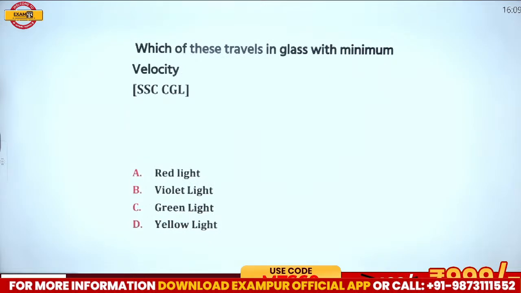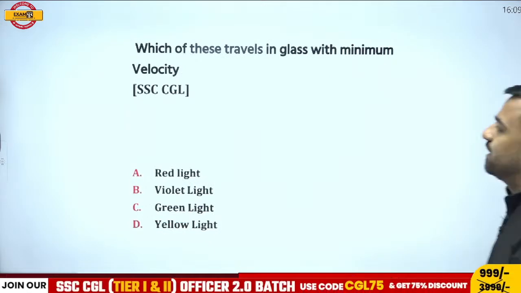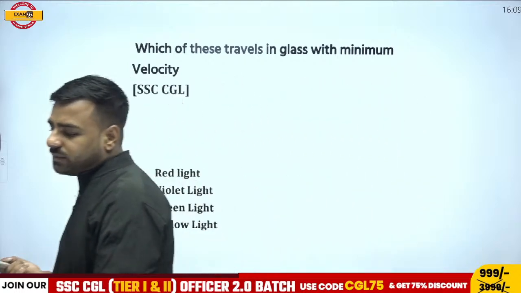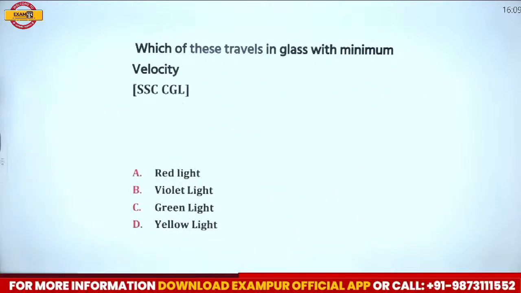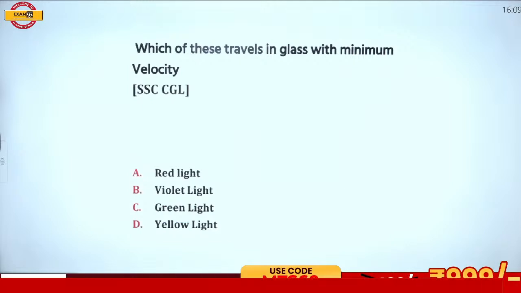Which of these travels in a glass with the minimum velocity? Yes, again a question from the CGL part. Obviously all the questions are from the CGL part, but what do you think? What is going to be the correct answer over here? Let's see who can answer this.